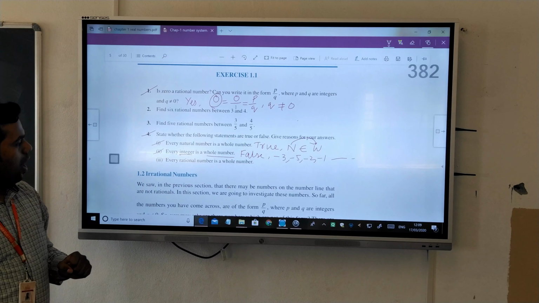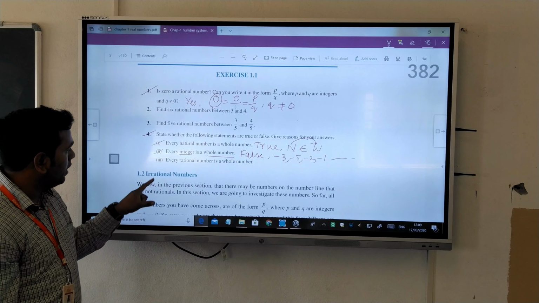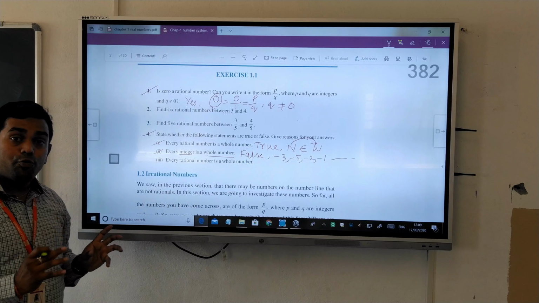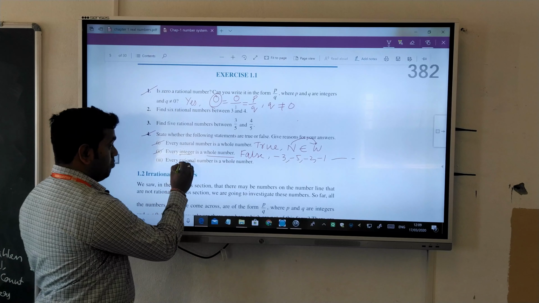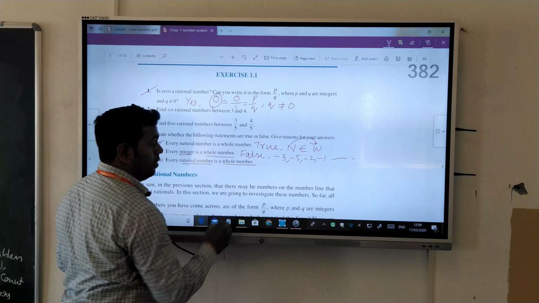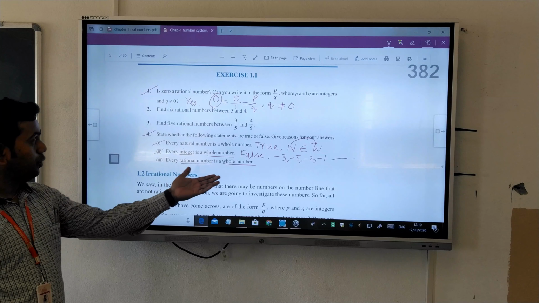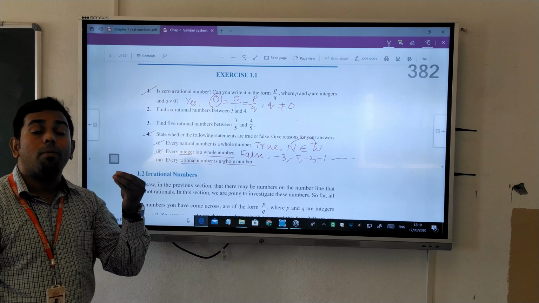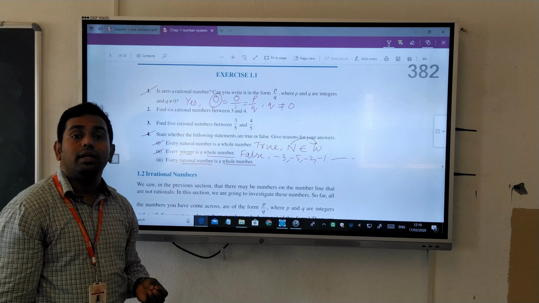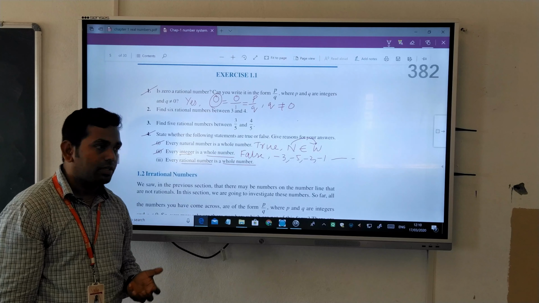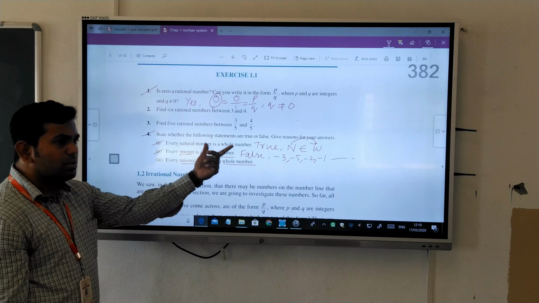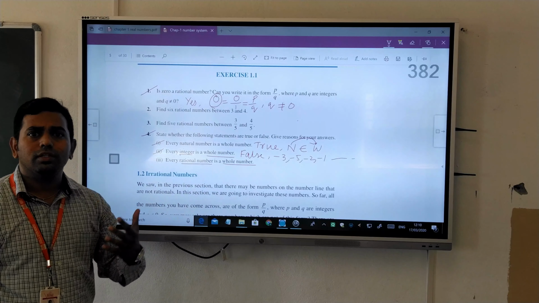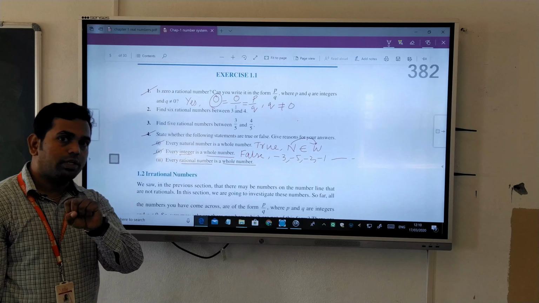Good. Now we'll go with the third one. Every rational number is a whole number. Is every rational number a whole number? What are whole numbers? You know it, 0 and the set of natural numbers. What are rational numbers? Those which are in the form of p by q, we call them rational numbers. So are all rational numbers whole numbers? Maybe a few of you think that it is true, but actually it is false.